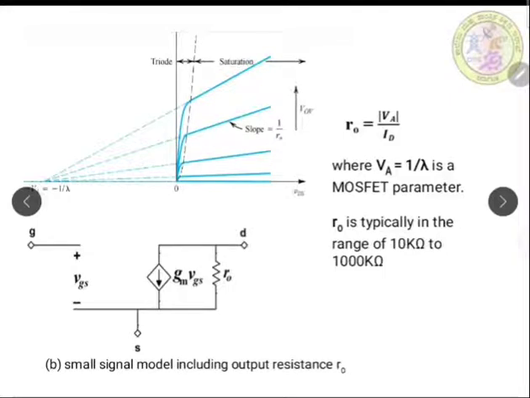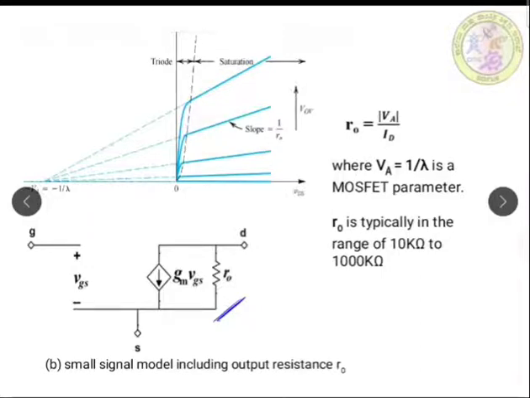After including R0, the equivalent circuit becomes as shown in figure B. Here R0 we call the output resistance. Just observe the input side: again we have the same VGS and gm into VGS, but now the effect of R0 has come between the drain and the source terminals. So we can consider this as a complete small signal model for the MOSFET.